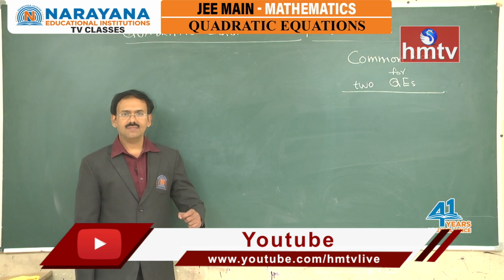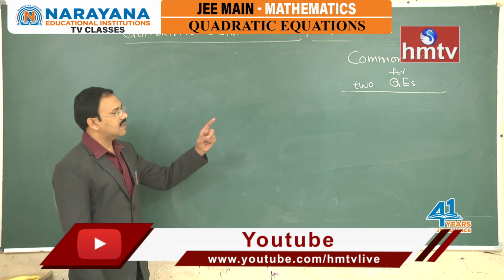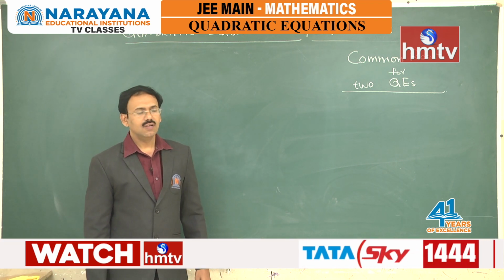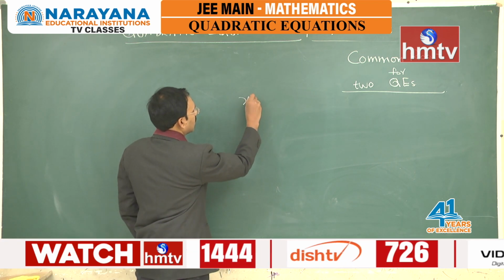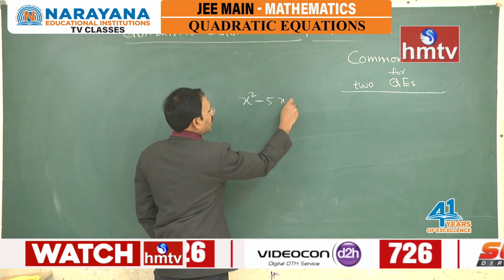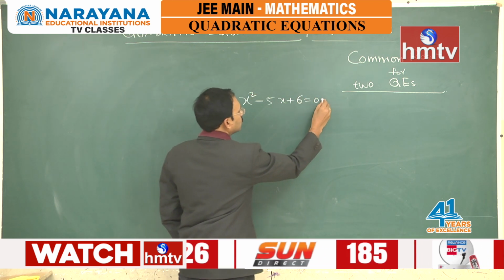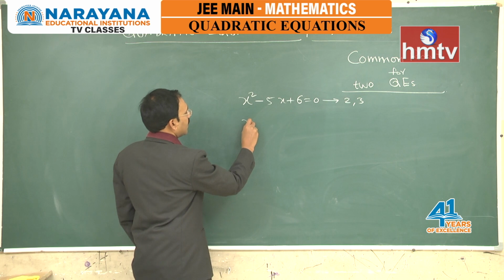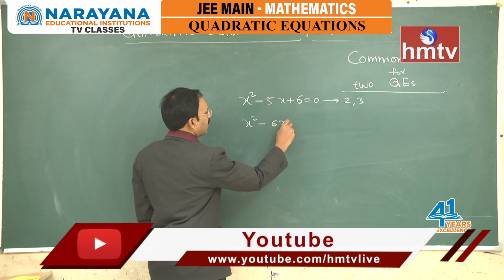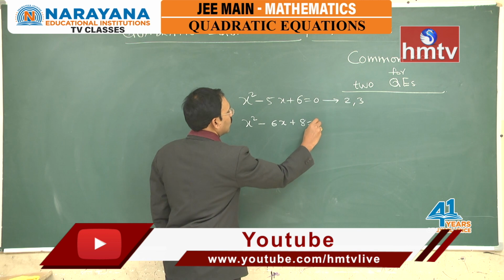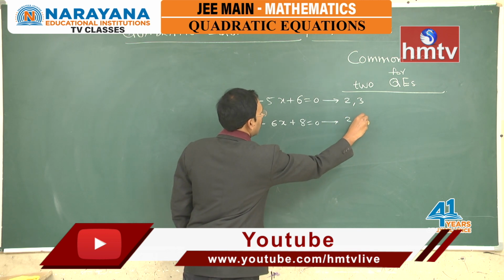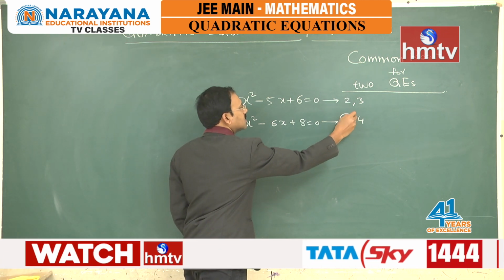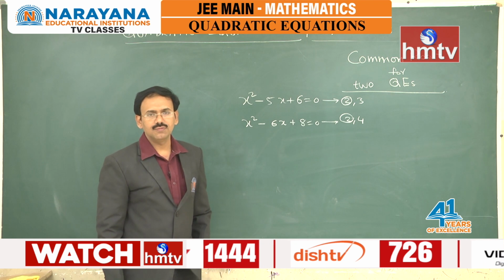Okay students, now let us see another concept, common root for two quadratic equations. For example, you take the equation x square minus 5x plus 6 equal to 0 whose roots are 2, 3, whereas x square minus 6x plus 8 equal to 0 has roots 2, 4. Now, for these two equations there is a common root called 2.